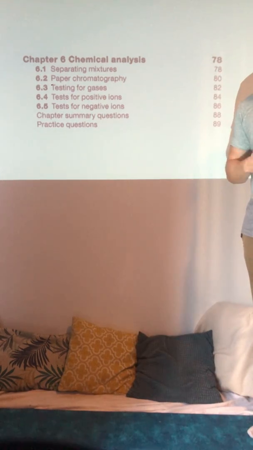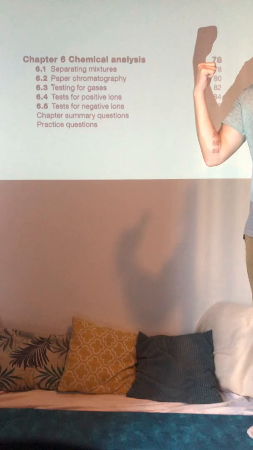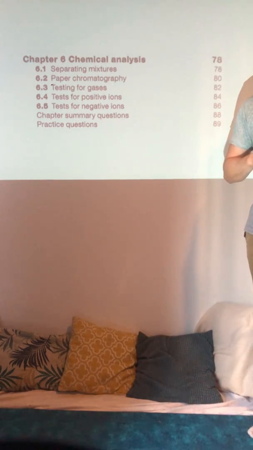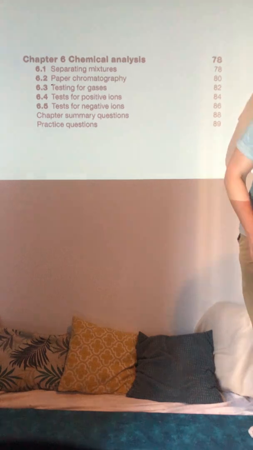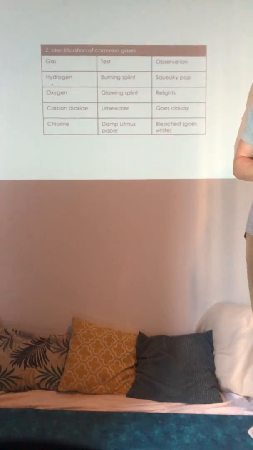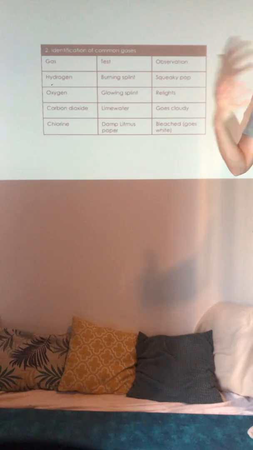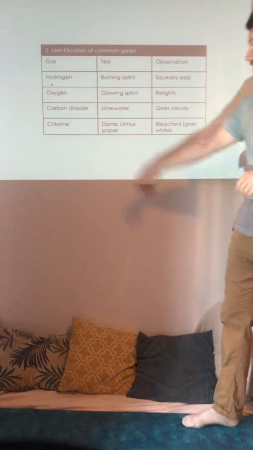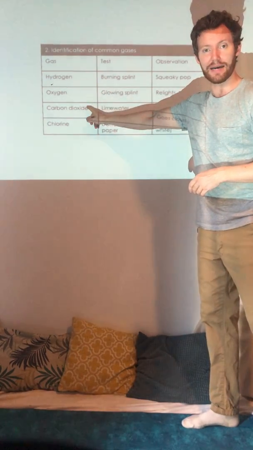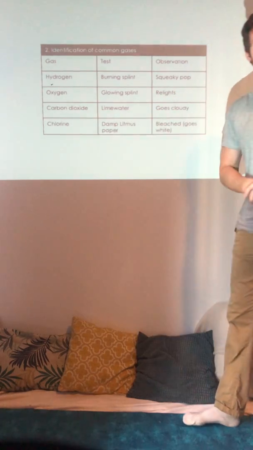So let's have a quick reflection on what you would have done in the classroom and the tests and the positive results you will have to prove for the presence of these gases. Okay. So the ones we need to know, not in this certain order, any order you want. So we have our hydrogen, oxygen, carbon dioxide, and our chlorine gas.